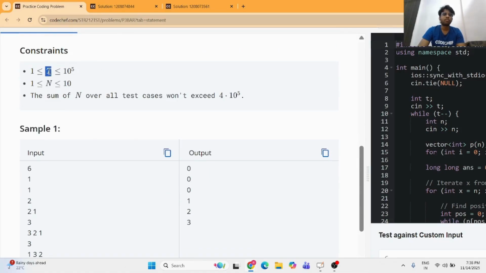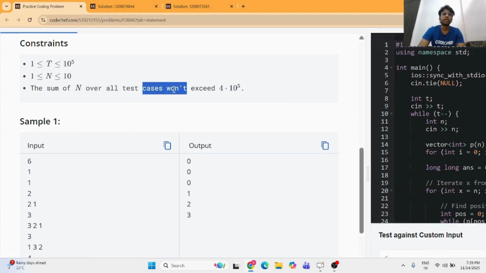Constraints: T lies from 1 to 10 to the power 5. N lies from 1 to 10 to the power 5, and the sum of N over all test cases won't exceed 4 into 10 to the power 5. So guys, now let's understand the sample test case in the question more precisely over here.